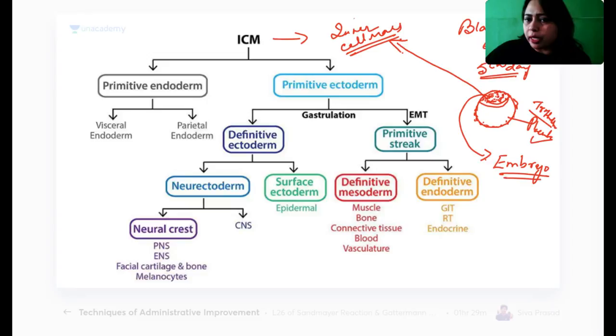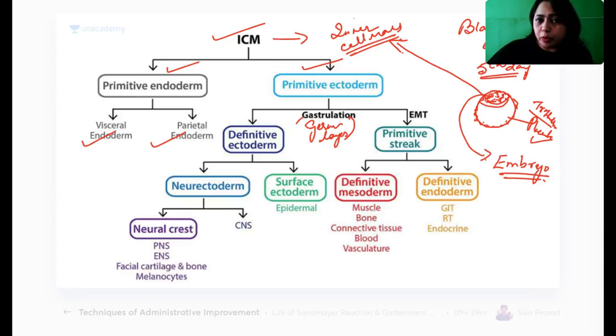So when it turns into an embryo, definitely you need ectoderm, endoderm and the mesoderm. So now all this is by the inner cell mass. Now you can see there is first primitive endoderm that is formed, primitive ectoderm that is formed. Then from endoderm you have visceral endoderm, parietal endoderm, and later on with the ectoderm you have gastrulation happening, and gastrulation will give rise to the germ layers. Okay, gastrulation is a process by which you get all these germ layers, ectoderm, endoderm and the mesoderm.